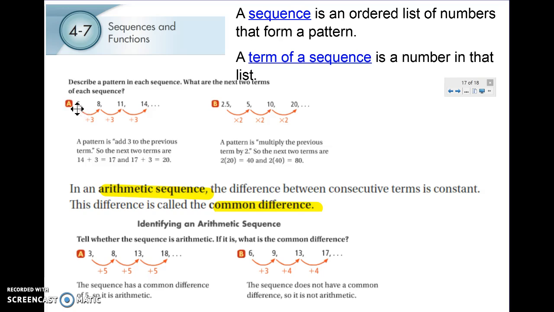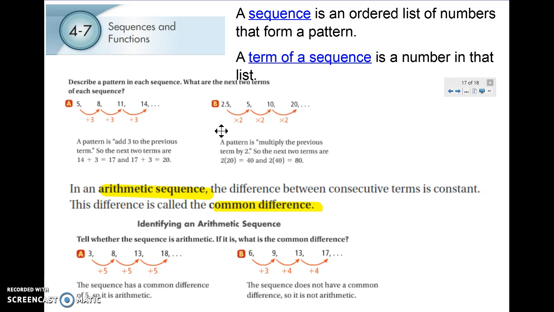The pattern here is plus 3, plus 3, plus 3. So if you had to find the next two terms, you would just add 3 to 14, which gives you 17, and then add 3 to 17, which gives you 20. Look at the next one. The next one, again, terms, 2.5, 5, 10, 20. Your pattern is times 2.